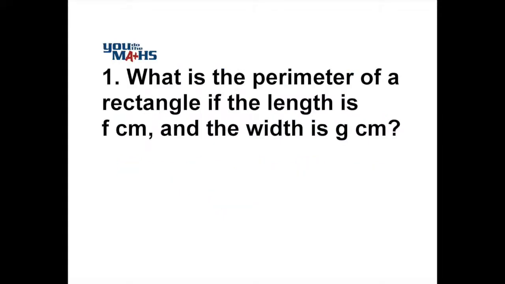One of the key words in this expression is the word perimeter. We know it's a perimeter of a rectangle, so we can use the formula there, which is based on the length, which we have got, it's f centimetres, and the width, which is g centimetres. So we'll try and put that into a single expression.